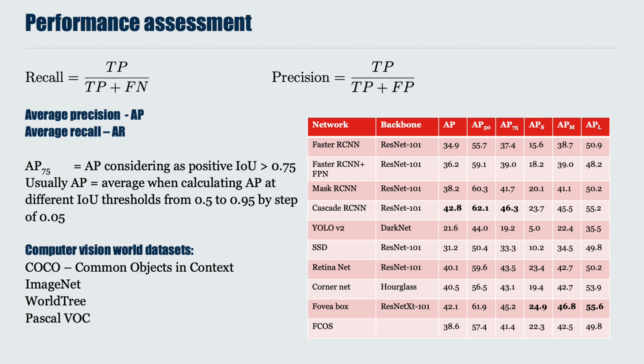You have also ImageNet, Open Images, Pascal VOC, datasets that are often used for the evaluation of object detection. And on the right-hand side, you have just a summary of the performance of the different models that we talked about here today, and where you have the average precision, and then the average precision at 50, at 75, and then only for small objects, medium objects, and large objects.